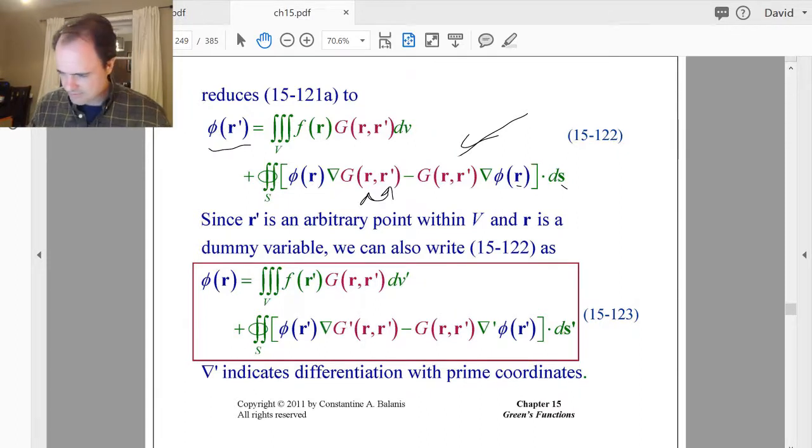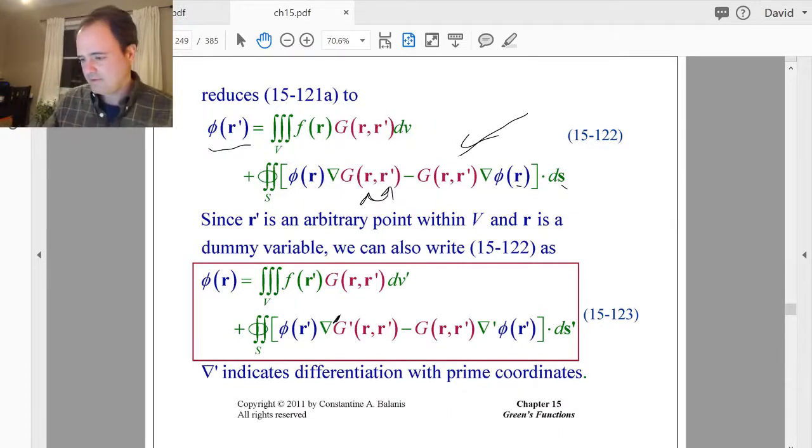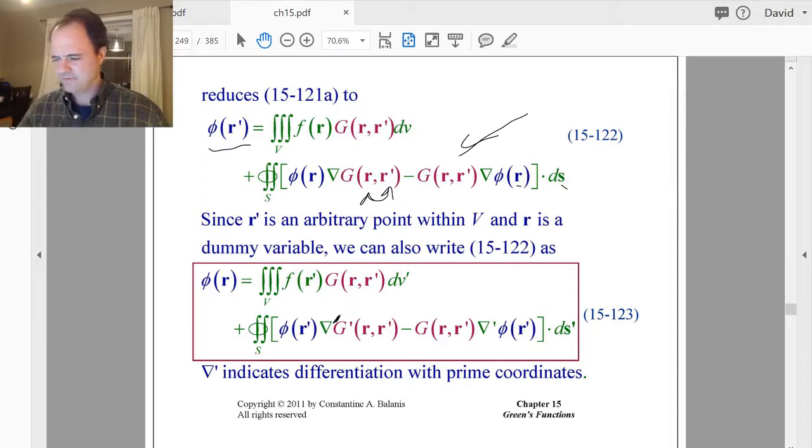Yet another typo here, because there's supposed to be a prime right there. There's just a lot of typos in this. At some point, I have to go through and make my own slides, but it'll take eons to do this.